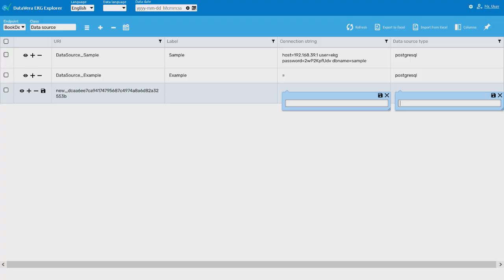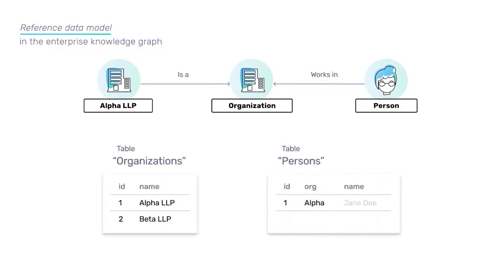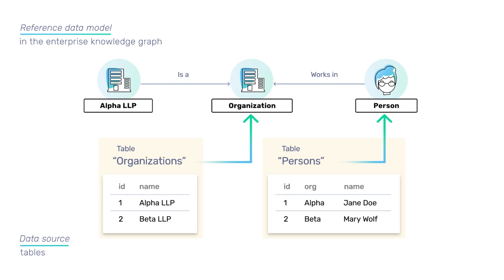To do this, we can create the objects representing data sources right in the platform interface using the data source class. Next step is to define the mapping rules between the domain ontology classes and data source tables, as well as between the table columns and ontology properties. We can create them manually in the platform or use the Open Metadata Integration tool to speed up the process.